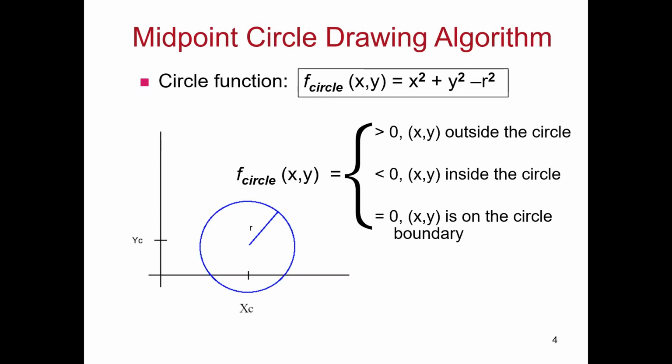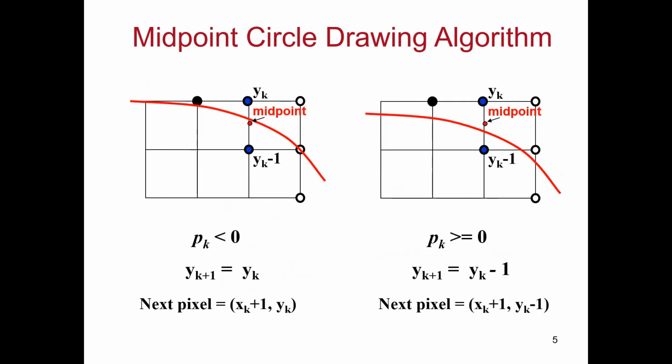Before we move on, let us try to understand the function of a circle. We have f circle of x and y is equal to x square plus y square minus r square. So when f circle x comma y is greater than 0, that means x, y lies outside the circle. If the function f circle x, y is less than 0, that means x and y lies inside the circle. Okay, if it is equal to 0, that means it lies on the boundary of the circle. We will explain this as we move on.